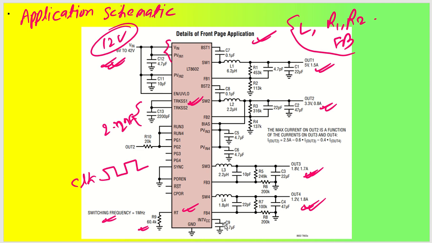Okay, coming back to internal VCC, that is utilized for your internal functionalities. This is going to be bypassed with 4.7 microfarad. This is going to give you an output of around 3.3 volt, or basically equal to the bias voltage. Now proceeding to BST1, which will have 0.1 microfarad to switch 1, and BST2 which will have 0.1 microfarad to switch 2, and switch 1, switch 2, switch 3 and switch 4.